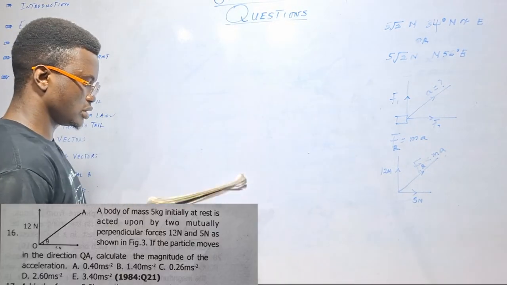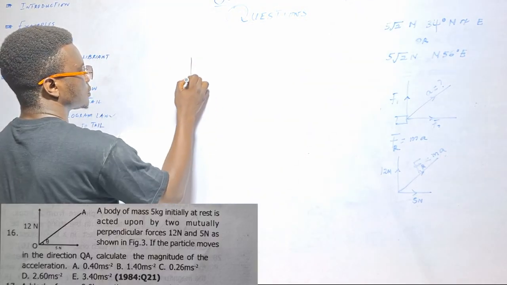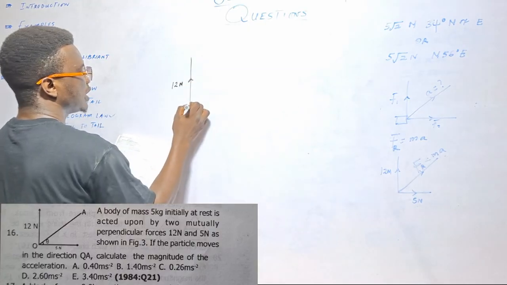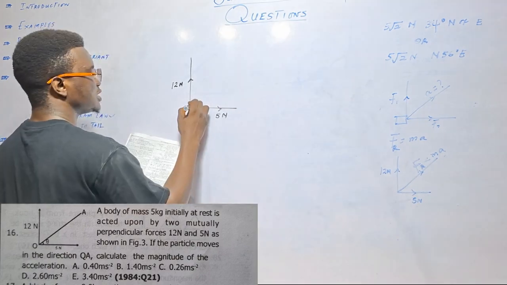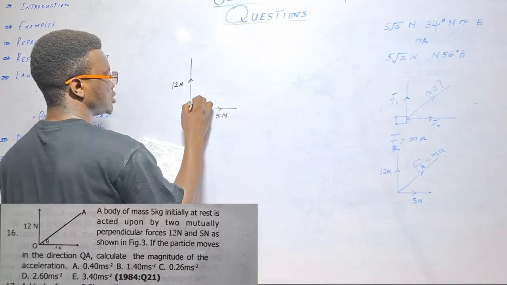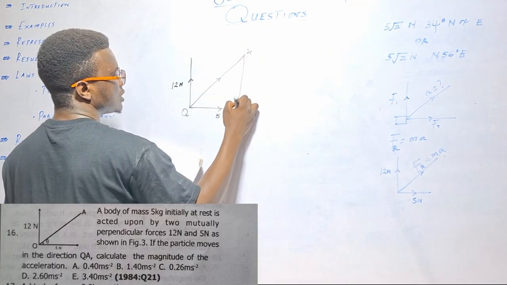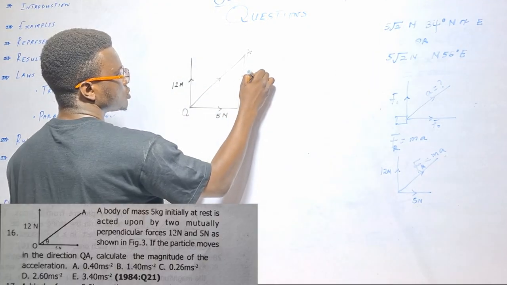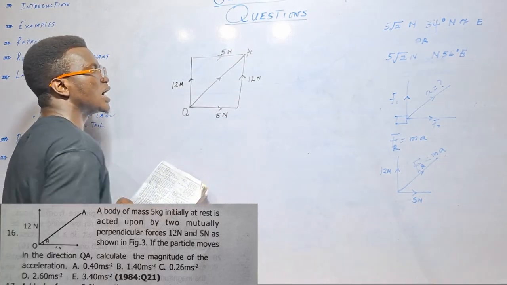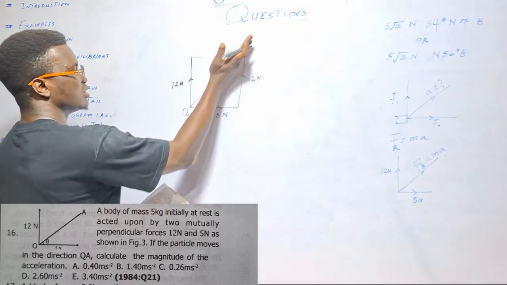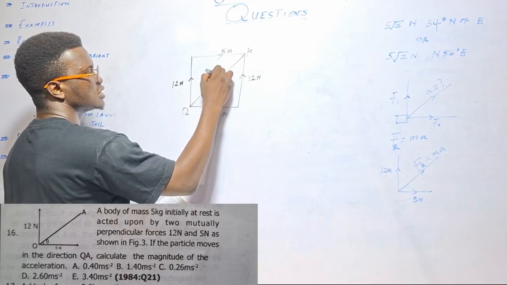So the question is clear. So 12 Newton force is like this. The 5 Newton force is like this. And at the end of the day, there is a direction O, let me call it Q now. QA, from Q to A. Don't forget that this side will be the same as this side, 12 Newton. And this side will be the same as this side, 5 Newton. So if you're asked to calculate the acceleration along this direction, then that means you need to know the resultant force, which is F sub r.